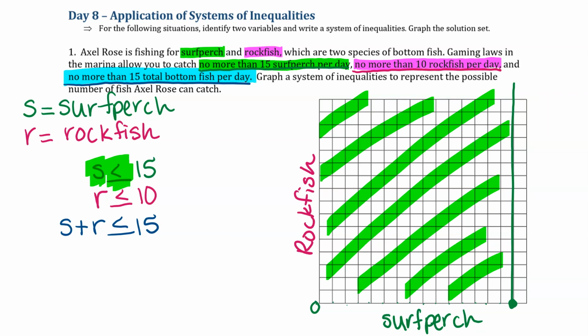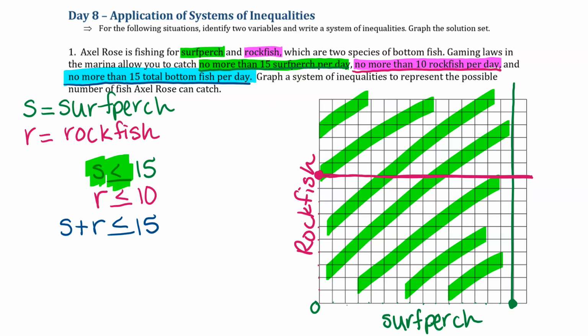Okay. Second line, rock fishies. We're going to do the same thing. We're going to treat it like an x equals or a y equals. So I'm going to count to 10: 1, 2, 3, 4, 5, 6, 7, 8, 9, 10. Rock fishes, it's going to be a solid line. And remember, I am going to draw it straight across. I'm not going to make it the rockfish axis. It's just going to go straight across.